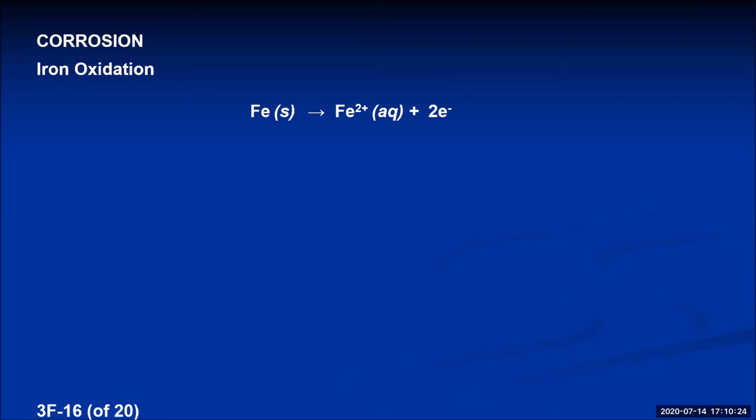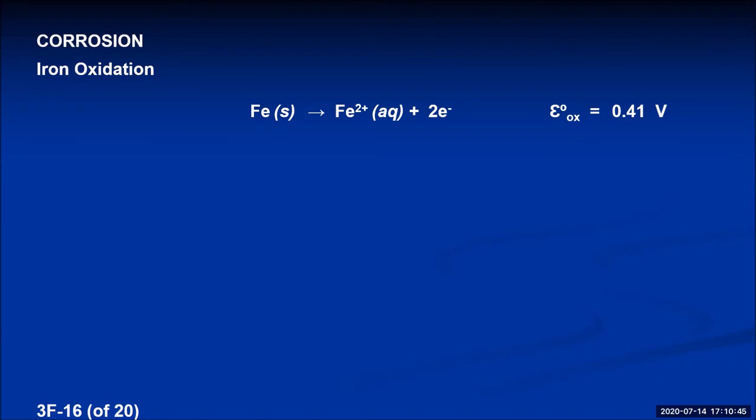If we think about why that would be or how it happens, iron turning into iron 2 ions plus 2 electrons is an oxidation, and the oxidation potential is 0.41. It's a positive value. That's a spontaneous reaction. So iron is going to tend to naturally turn into iron 2 ions. But it's only going to do that if something's going to cause it to be oxidized. So something else has to be reduced.